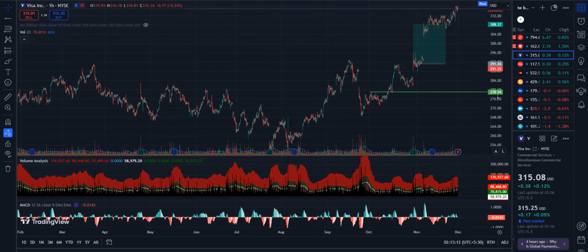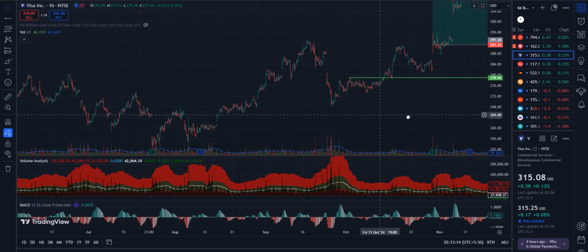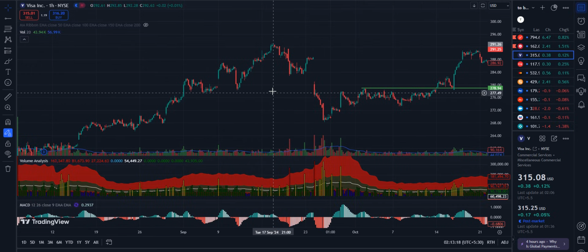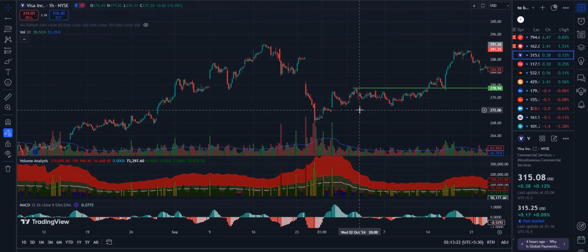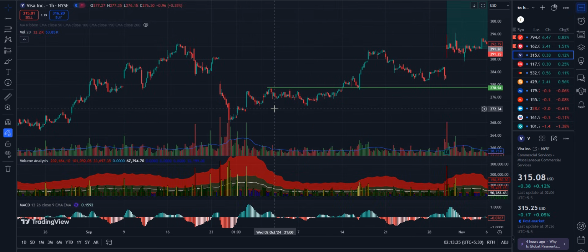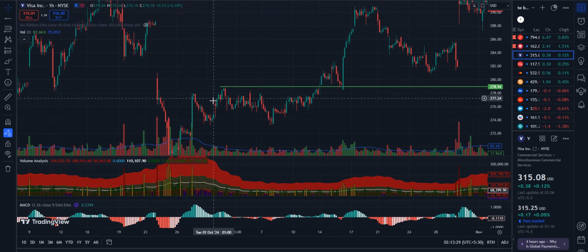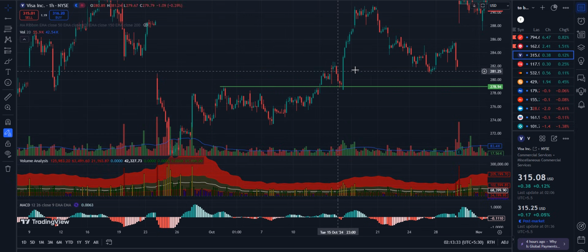So the first thing we're looking for here, guys, is three lower highs. Here you can see we see one high here. We see a second lower high here. We see a third lower high here. After seeing this, what we are looking for is a break of this third lower high. Here you can see we see a break of this lower high.